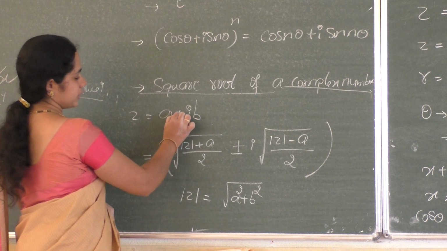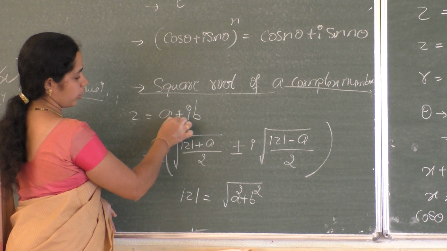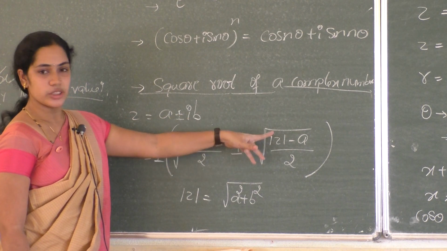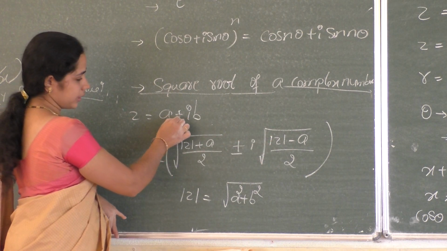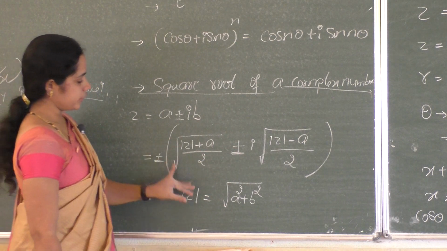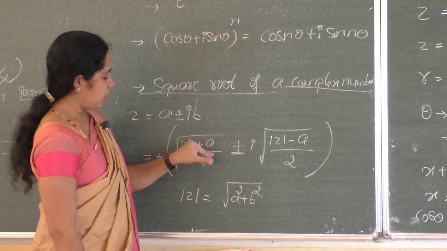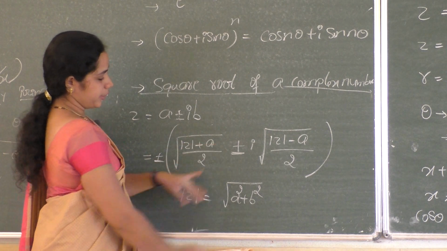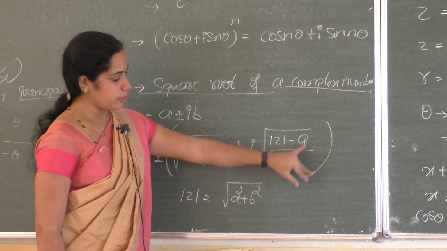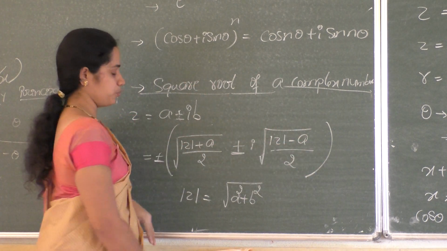Here z is equal to a plus ib is a complex number. Suppose this is a plus ib or a minus ib. If it is plus, we have to use plus here. If it is minus, we have to use minus here. This is plus or minus root of (modulus of z plus a) by 2, plus or minus i into root of (modulus of z minus a) divided by 2.